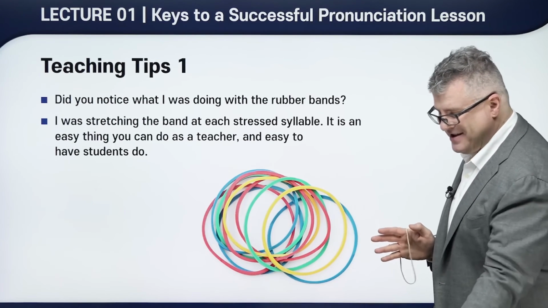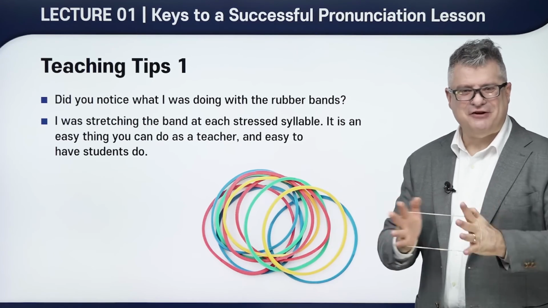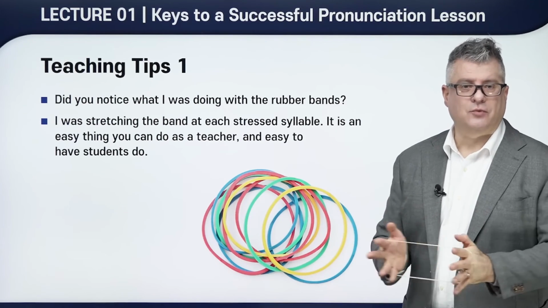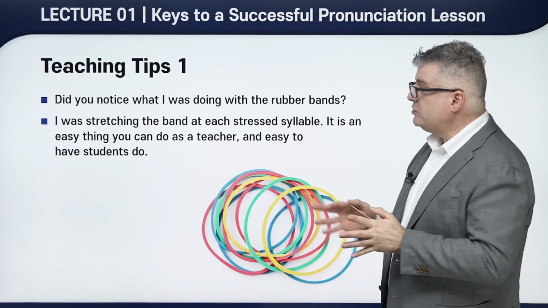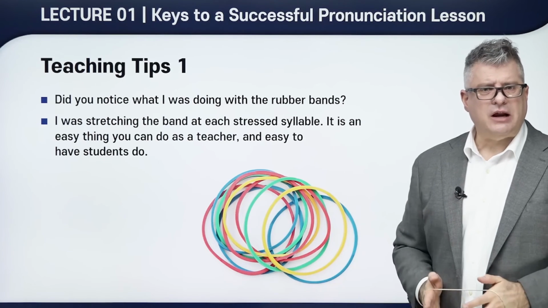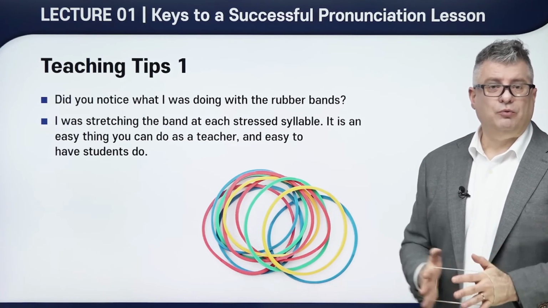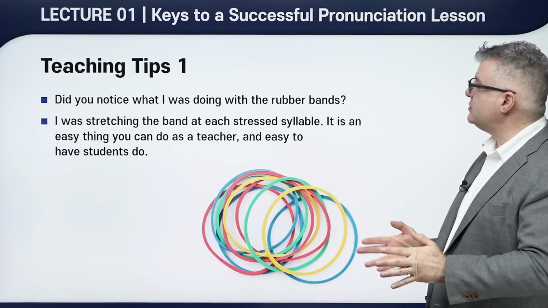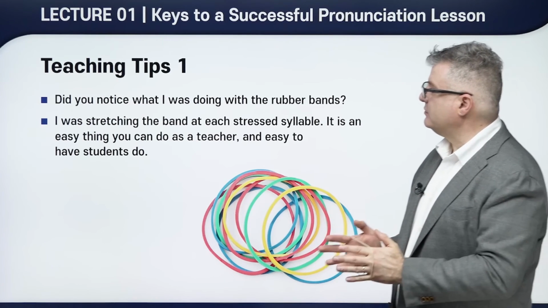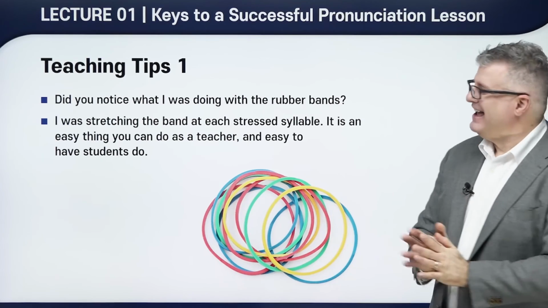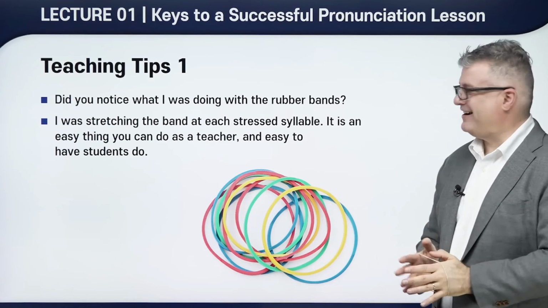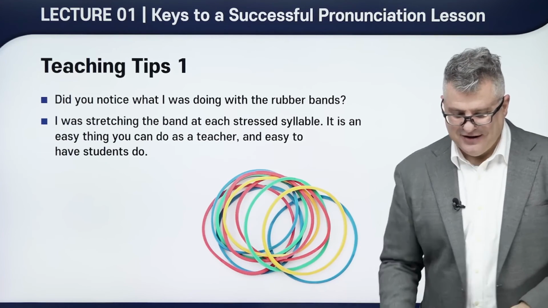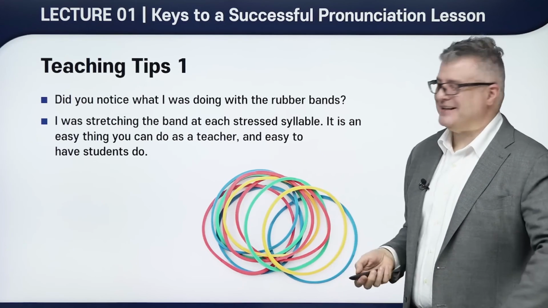Okay, now I was a little bit awkward sometimes. I made a few mistakes with the rubber band, but you noticed what I was doing, I hope. I was stretching it on the stressed word, okay? Now we can also do it when we're doing the rhythm of a whole sentence, not just the word itself, okay? So I was stretching the band at each stressed syllable. It is an easy thing to, maybe not so easy. If you are practicing more, it's easier. It's an easy thing you can do as a teacher and easy to have students do, okay? We'll get into the rhythm of a sentence in another lesson.